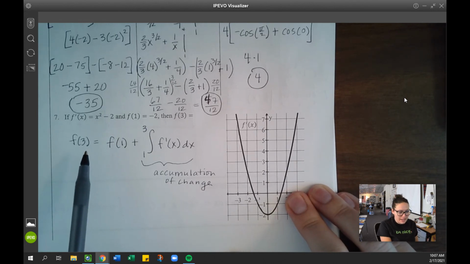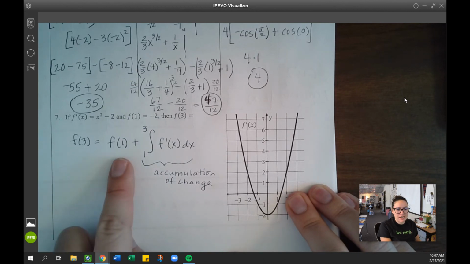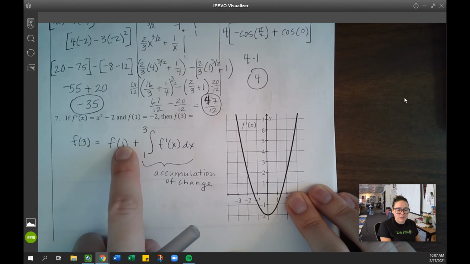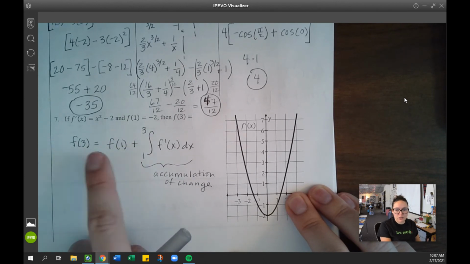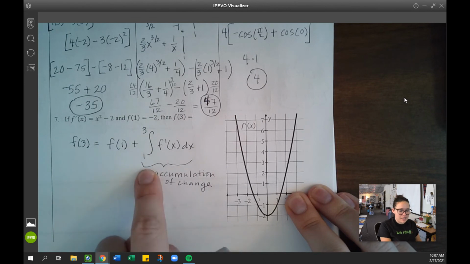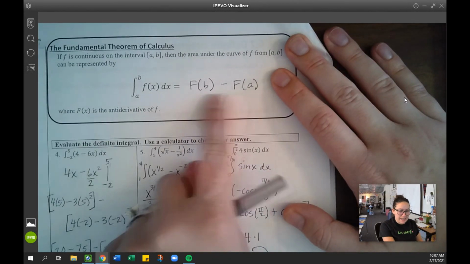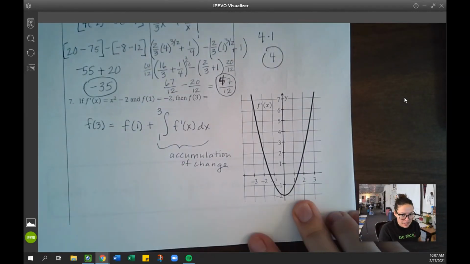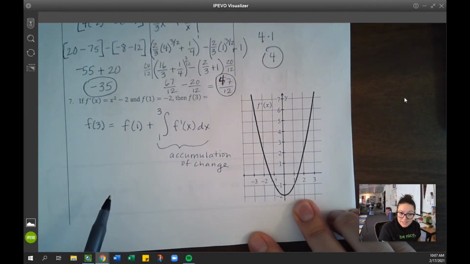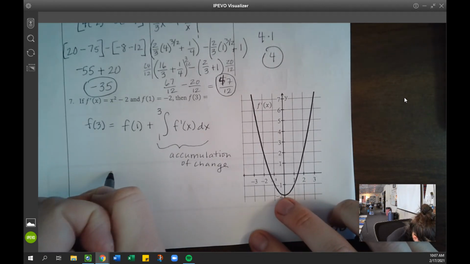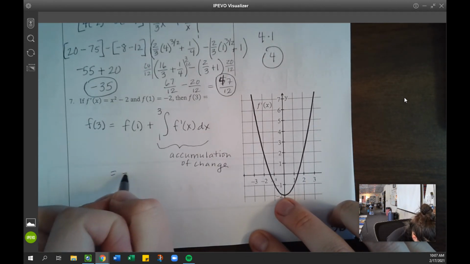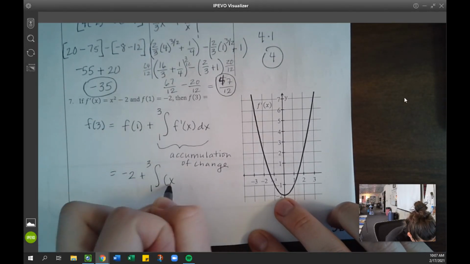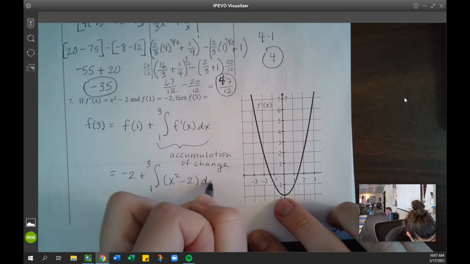Another way to think about it is it's just a rearrangement of the fundamental theorem of calculus. If I move this f of 1 over to the other side, I would have f of 3 minus f of 1 equals the antiderivative, which is exactly what this is. So it's just rearranging that in a way. So let's actually figure this out. We have f of 1, which is negative 2, plus the integral from 1 to 3 of x squared minus 2 dx.